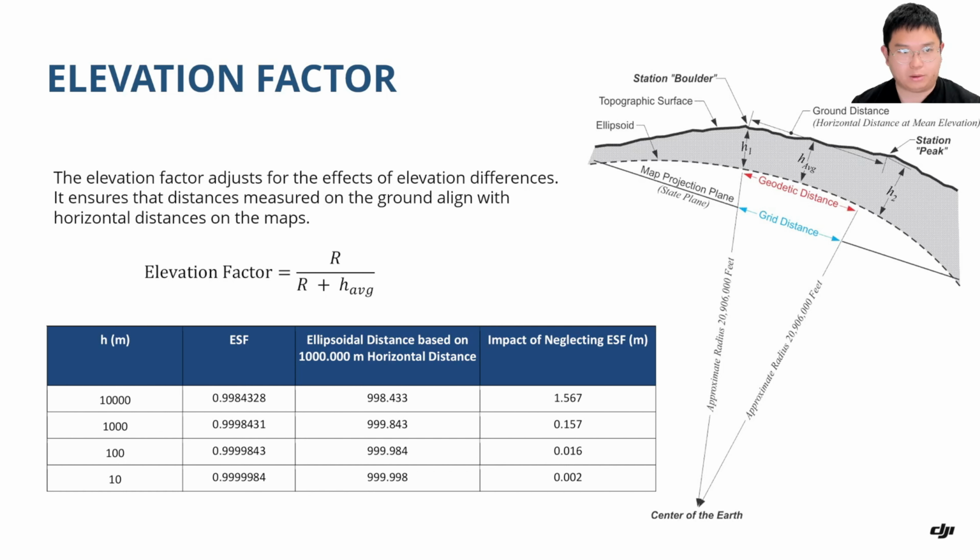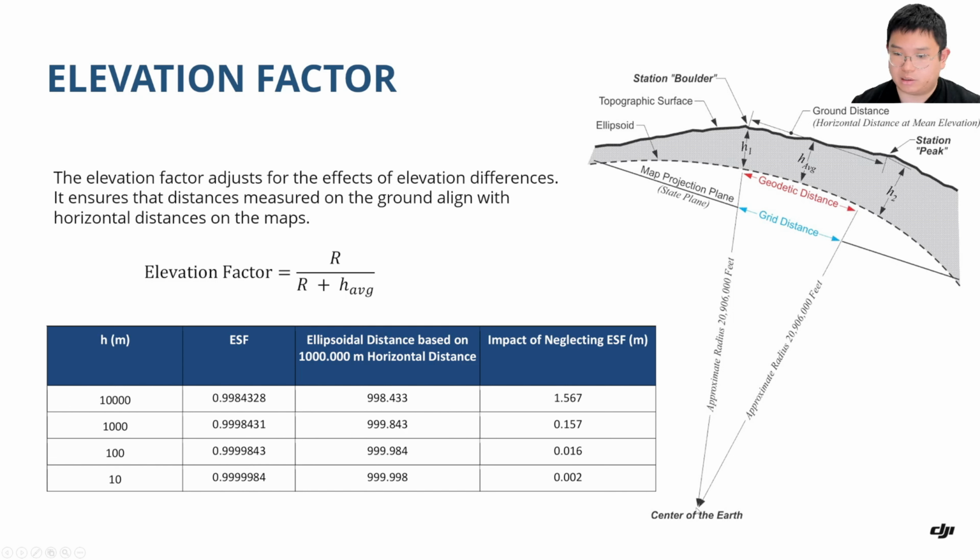Let's now talk about the elevation factor. So in addition to scale factor, there's also elevation factor, which takes into account the actual elevation on the ground surface and takes that into consideration to further correct the distortion. Over here, I also have a diagram to show you how that works.